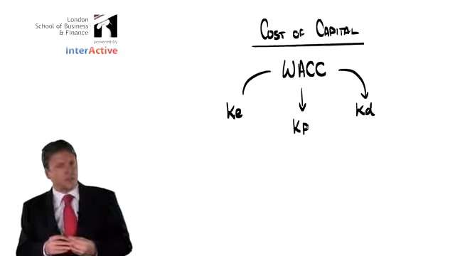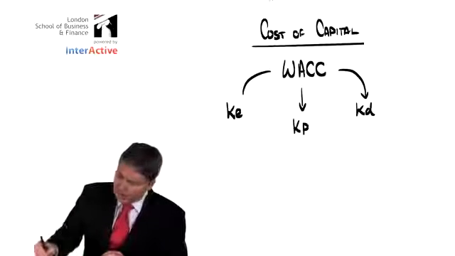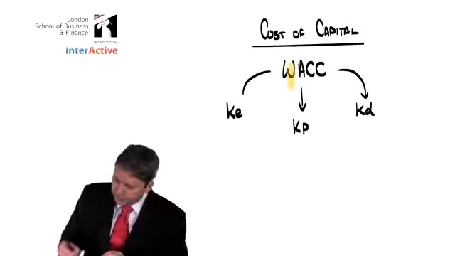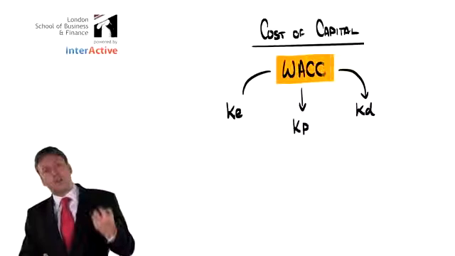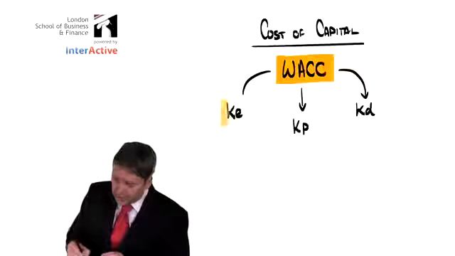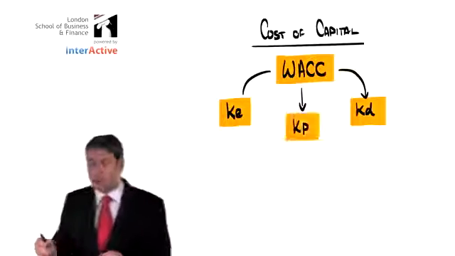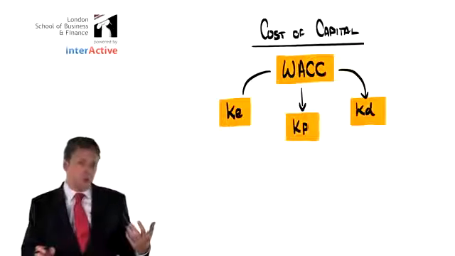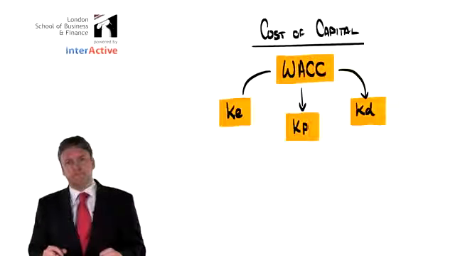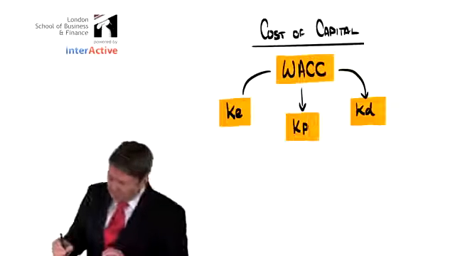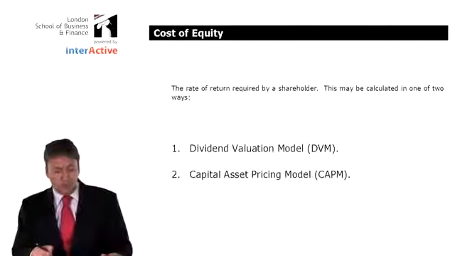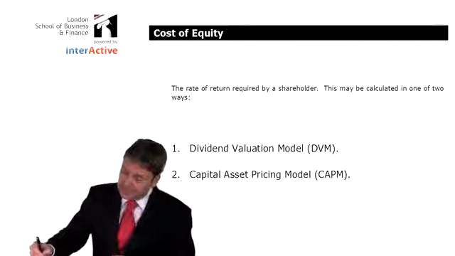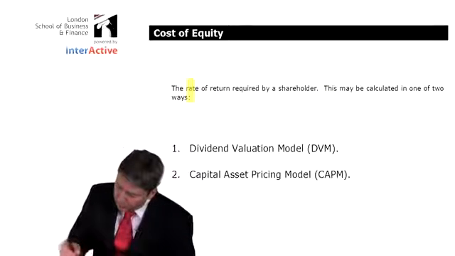Maybe an interesting way to think of it is this. Although we're calculating the WACC, there is no way we can even start calculating the WACC until we've got the other bits and pieces. And as such, I want you to work bit by bit through KE, KD, and maybe KP before we even get at all excited about bringing them together. With that in mind, let's start by looking at KE. Now, when we look at the cost of equity, as I've already stated here, it's the rate of return required by the shareholder.